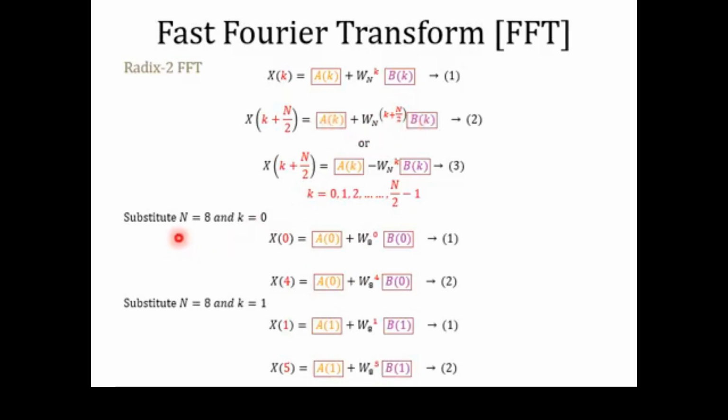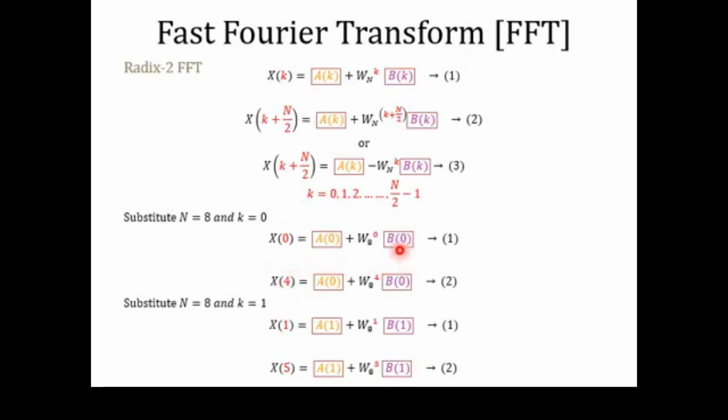And if the value of n is equal to 8, then n by 2 point DFT means it is a case of 4 point DFT. So a of 0 represents the first sample of the first 4 point DFT, while b of 0 represents the first sample of the second 4 point DFT. So as we can see, a of 0 is contributing in the calculation of two frequency components, which are x of 0 and x of 4.